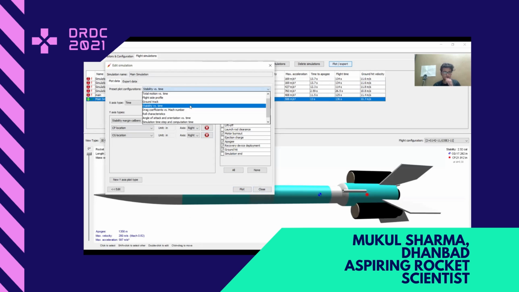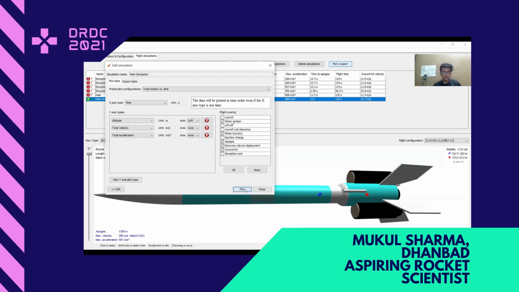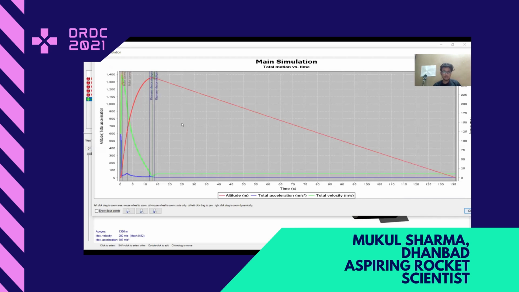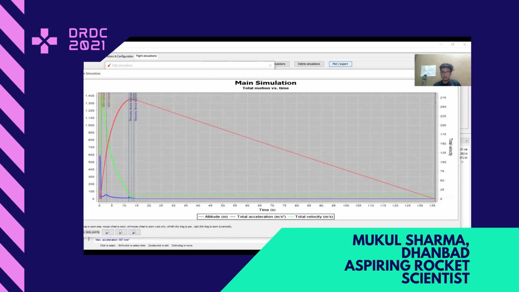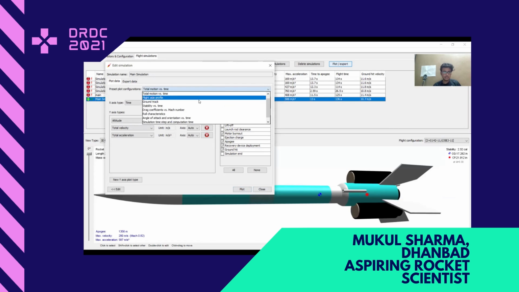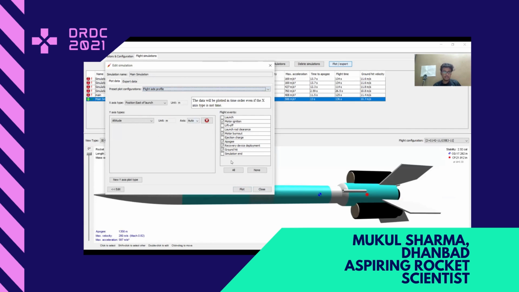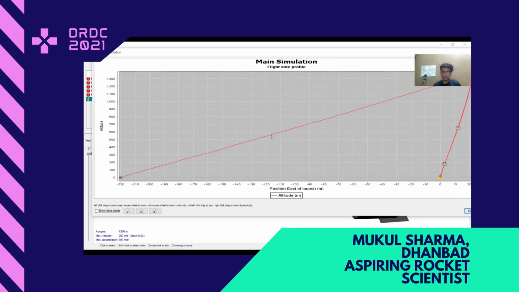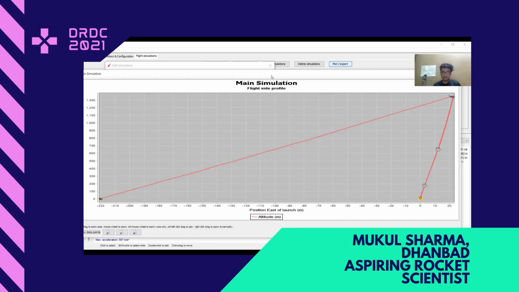Now let's see what else we can see. Let's see total motion versus time. The total motion versus time graph. Now, anything else? Yeah, right side profile. You can see here. This is what it looks like.